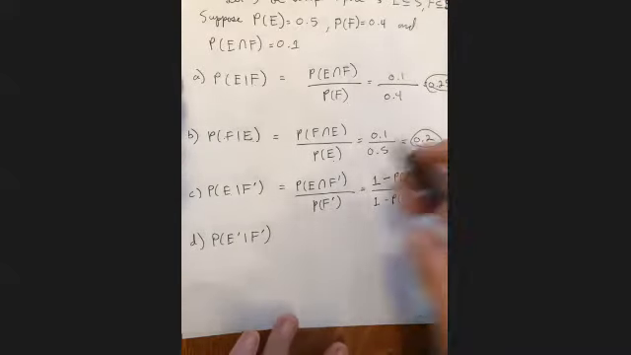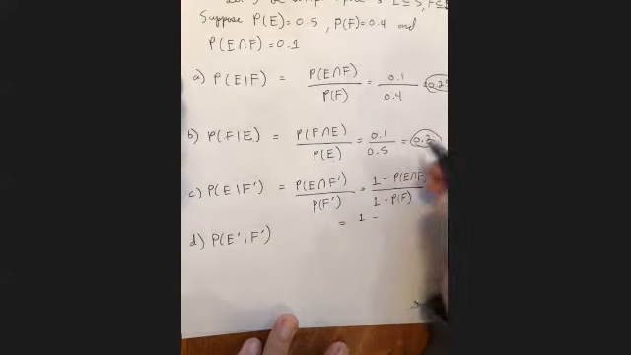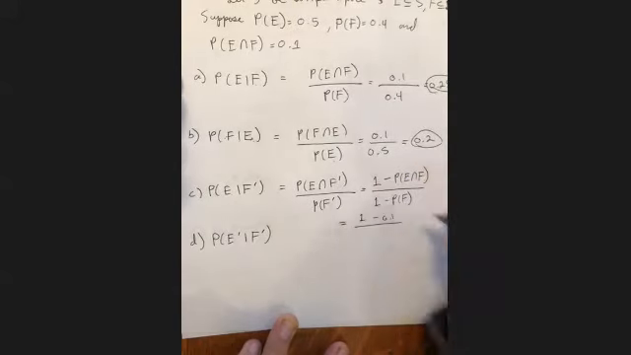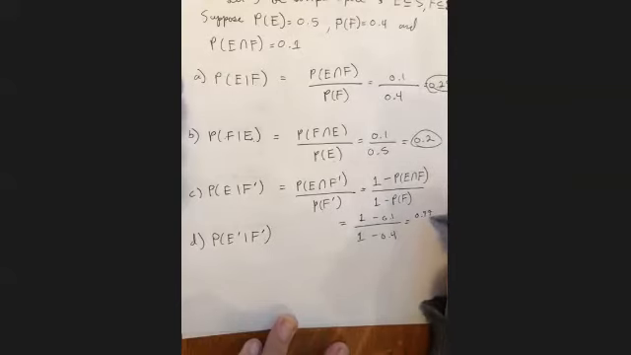So now we can use the values that have been given. So that's the probability of E, 0.5, minus the probability of E intersect F, which was 0.1, over 1 minus the probability of F, which was 0.4. So that's 0.99, no, 0.9 over 0.6. Hold on a second, doing this wrong.